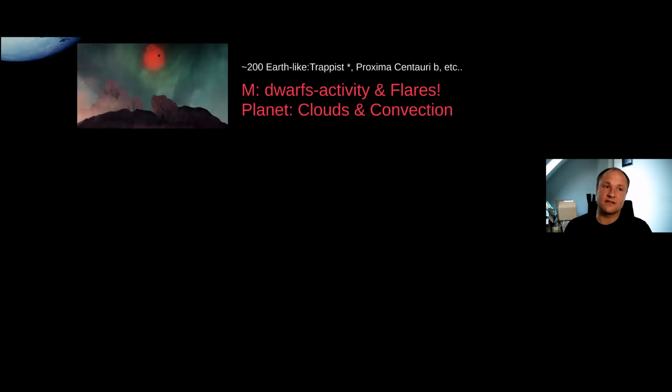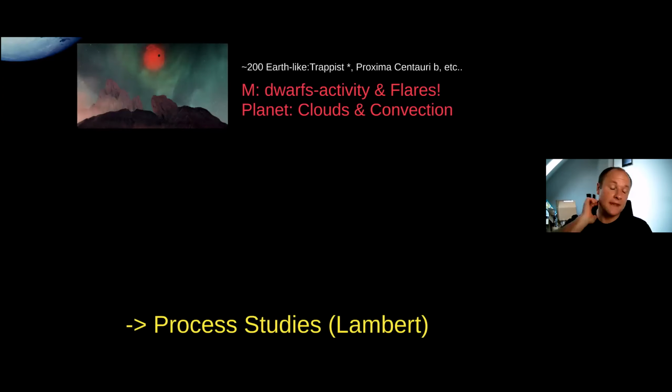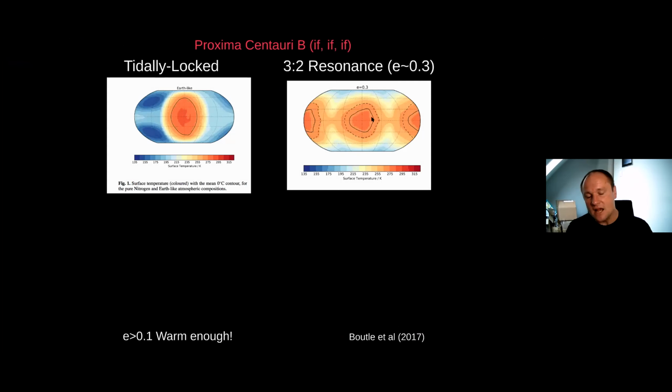So we've tried to understand how good is our treatment of clouds and convection in the atmospheres of these distant planets, and indeed, what can we infer from observations? We would call that a process study, I guess, in climate speak, where we try to just focus in on individual processes. So we did some work on Proxima Centauri, very, very simple stuff.